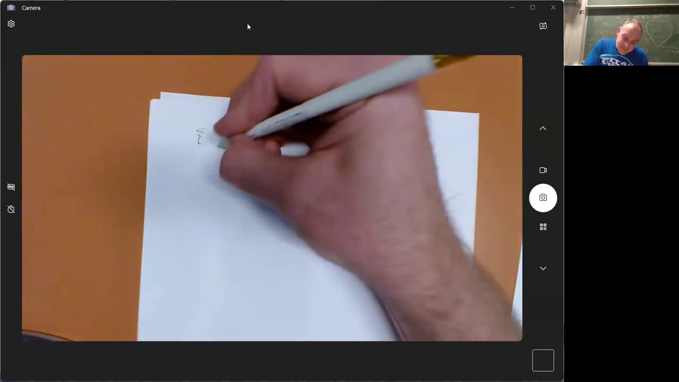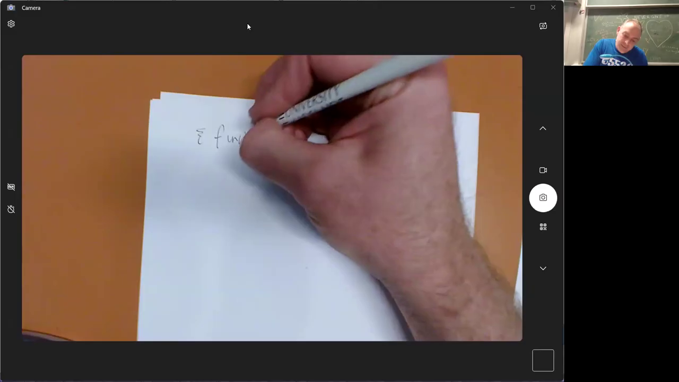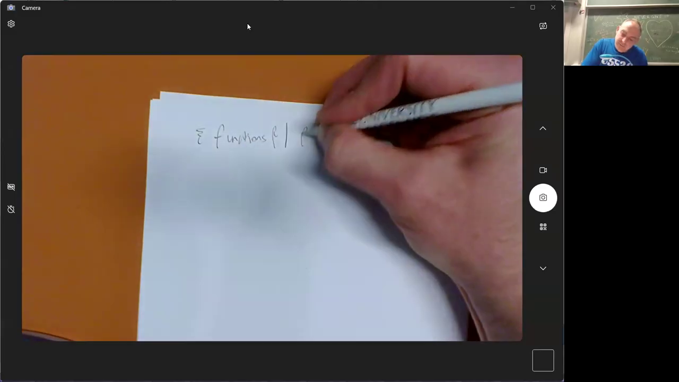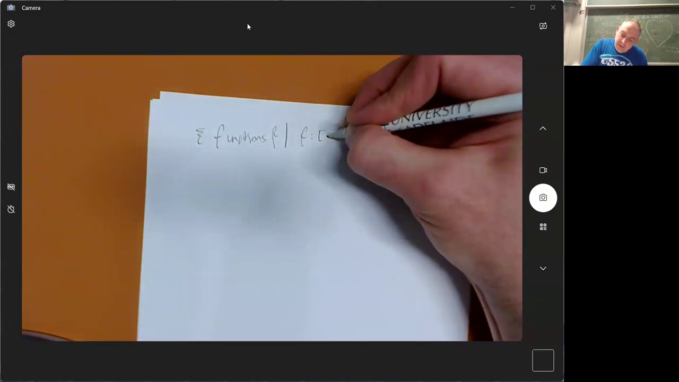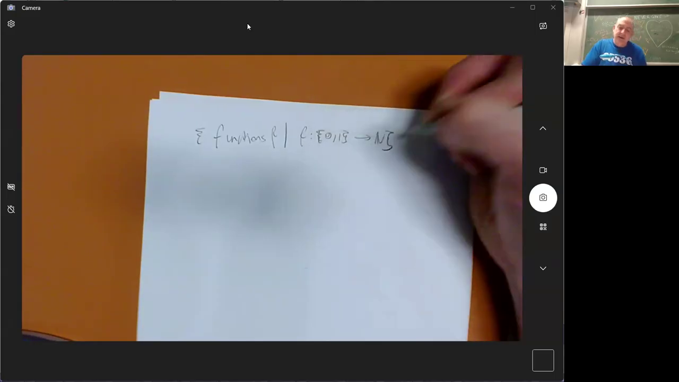Right. And yes, I'm just going to write that down. The set of functions which send 0 and 1 to n is countable.